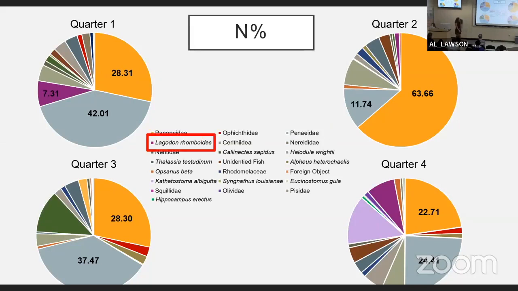For quarter 1, we actually have Lagodon rhomboides, or pinfish, being the 3rd most abundant. Quarter 3, we're seeing snails again. Quarter 4, we're seeing a larger portion of blue crabs. Oh, sorry, that's quarter 3. Quarter 4 then is that fish that I was talking about. So we're seeing that difference.